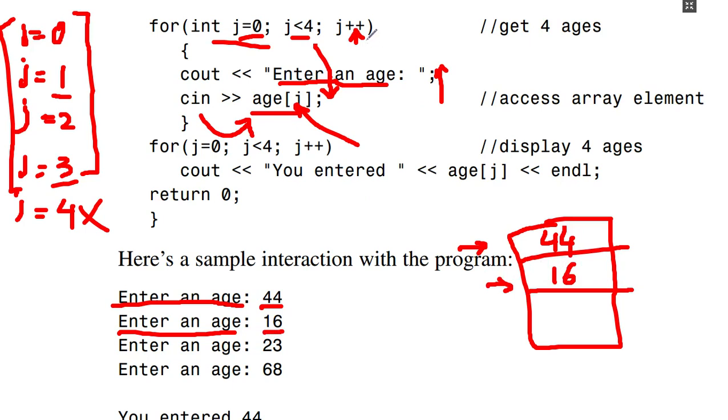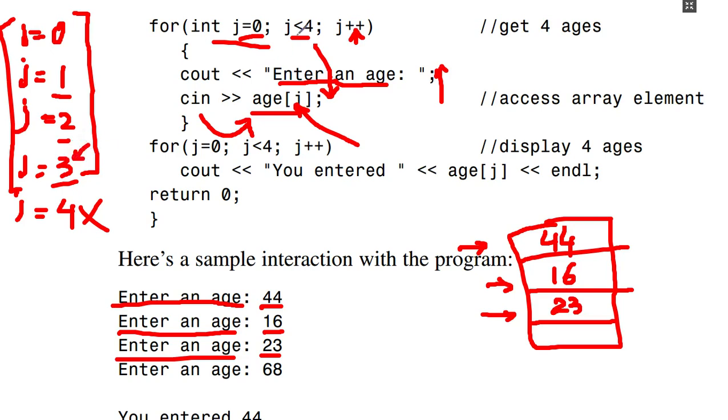Then the loop repeats the next time, and j would be equal to 2. Again it would be printed enter an age, and then the user will enter a number which would be saved in age[2], because j is 2. And age[2] simply means this location. So whatever the user enters would be saved in this location. For example, if the user enters 23, it would be saved in the age[2] location. Then the next time when the loop executes, j would become equal to 3.